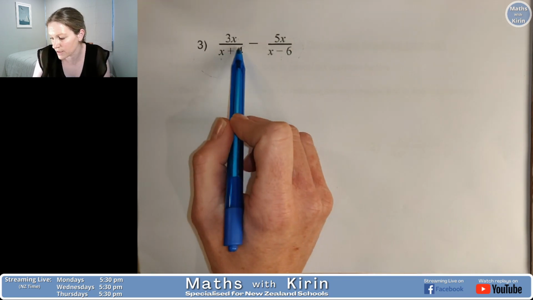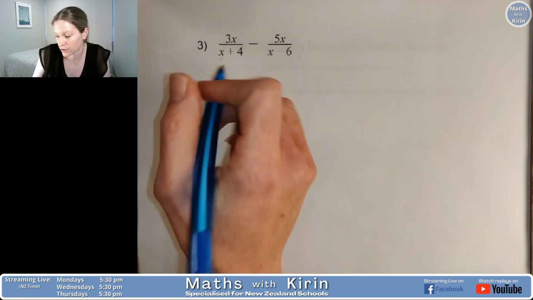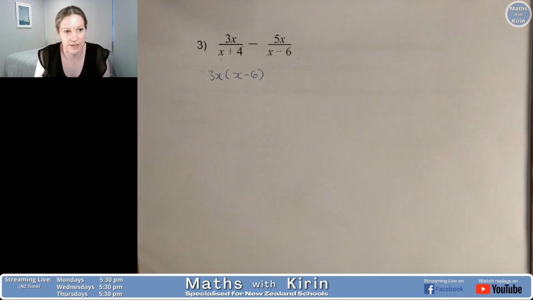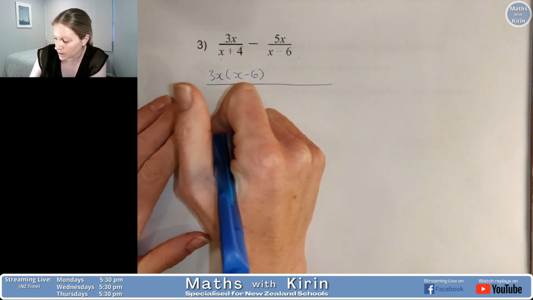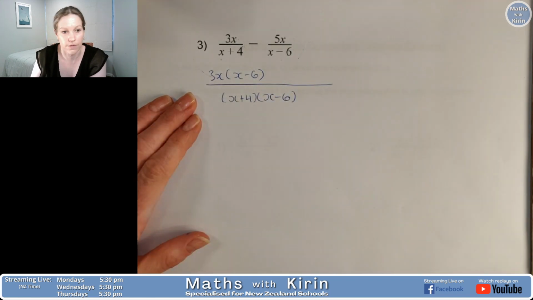So that means, when I multiply this by x minus 6, I have to do the same thing to the top line. So we get 3x times x minus 6, and our common denominator is going to be x plus 4 over x minus 6.